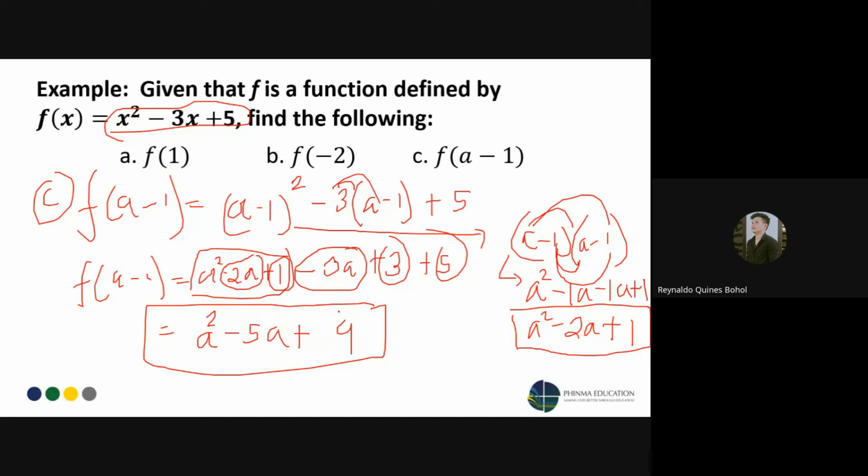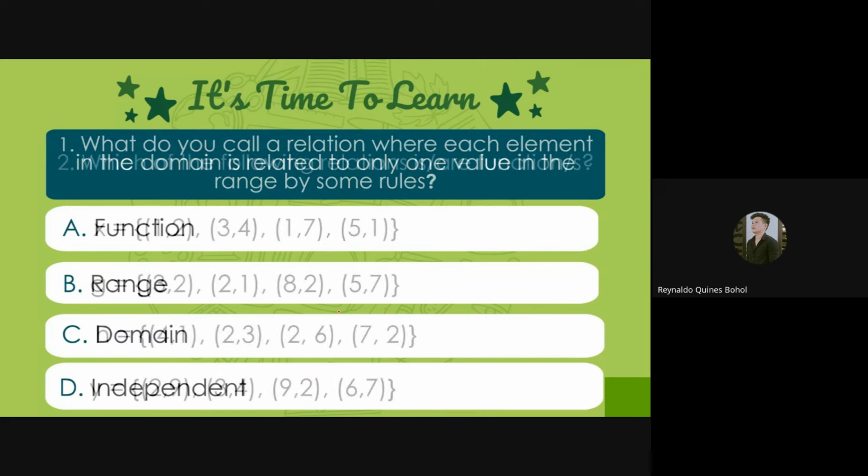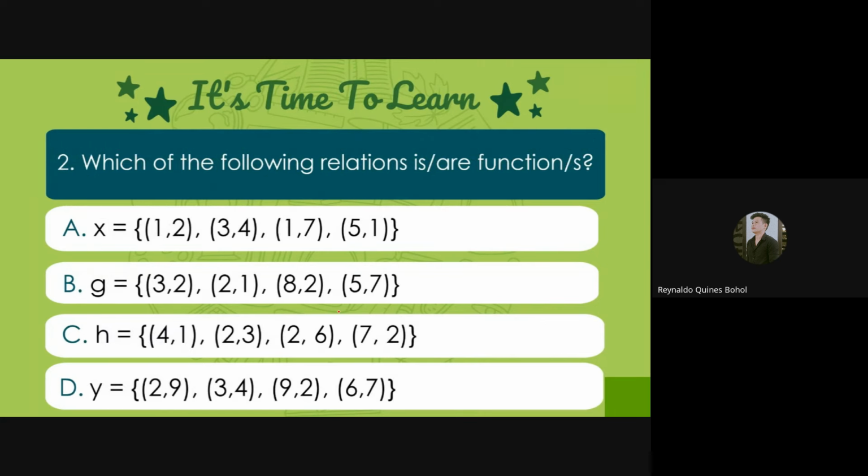Okay, next. After answering, review: what is a function again? What is the rate? What is the dependent? So what do you call a relation where each element in the domain is related to only one value arranged by some rules? Answer. Adrian Lopez got the correct answer. It's function. How about number 2?